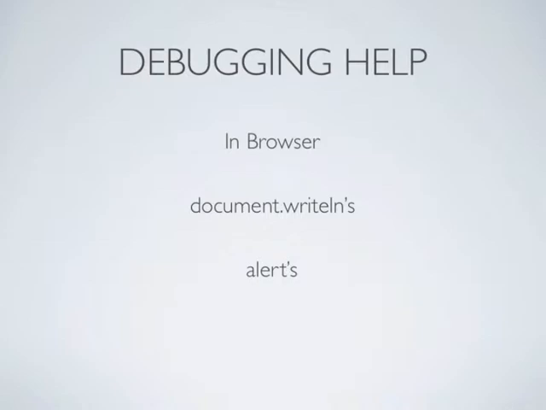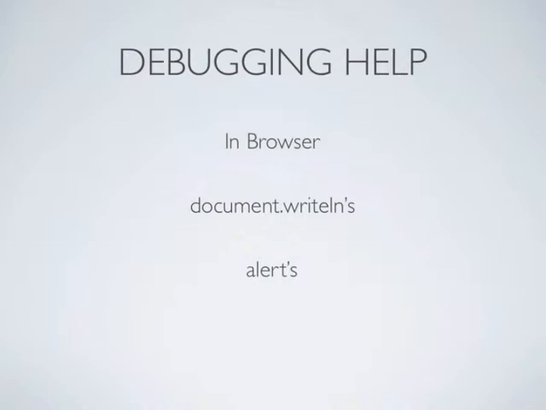Some other ways that we can sometimes get a little help with our debugging is through the use of document.writelines or through the use of alerts. You'll find that what debugging a logic problem often comes down to is making sure that what you think the browser is doing is actually what it's doing.